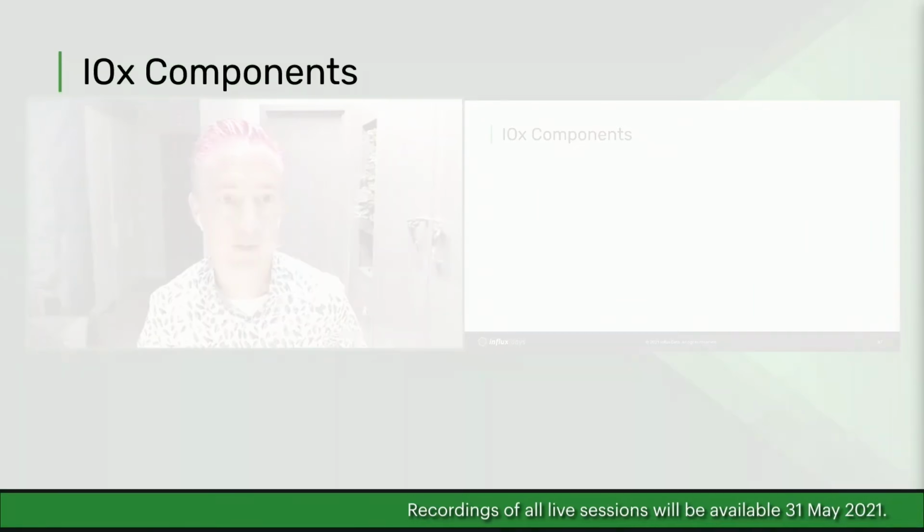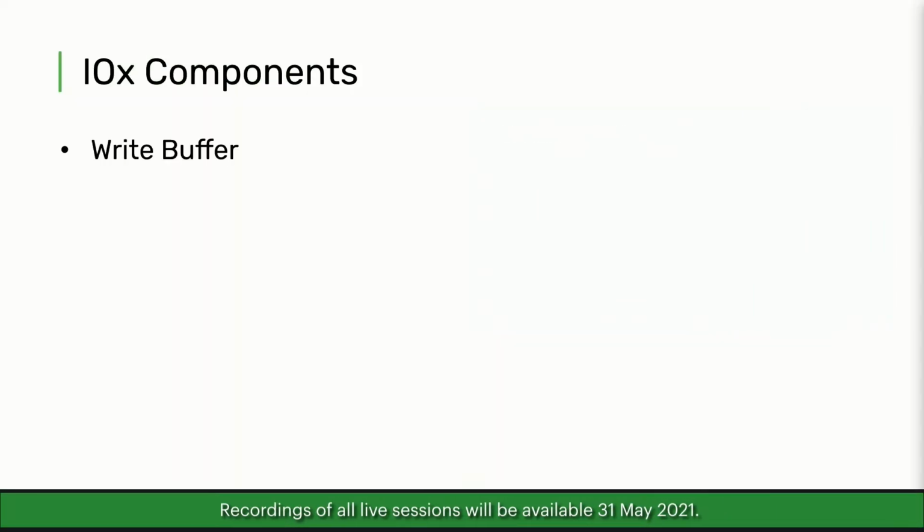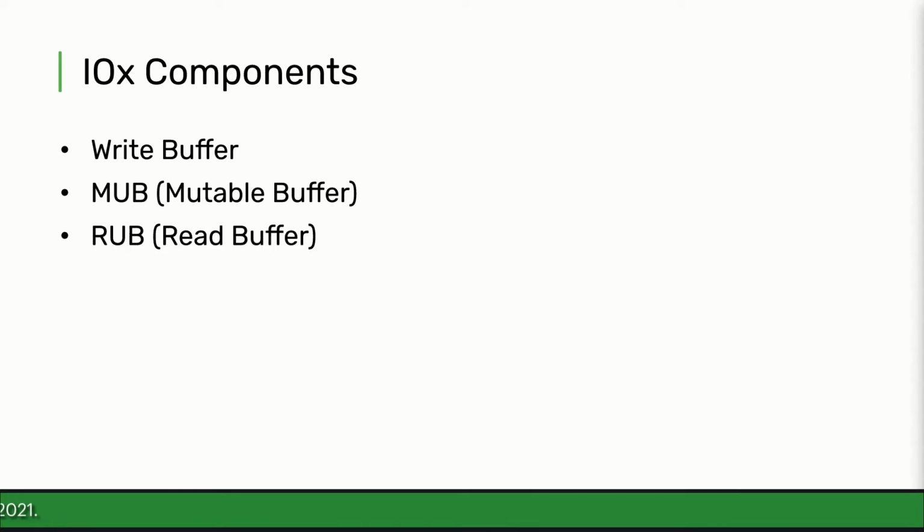So let's talk about the different IOx components from a high level. We have the write buffer, which acts as a log of updates to the system. We have the mutable buffer, or what we refer to as the MUB, where queryable data lands in memory initially, where it can be appended to. Then we have the read buffer, or the RUB, which is an optimized read-only memory buffer that uses techniques to reduce memory footprint of data and speed query execution.